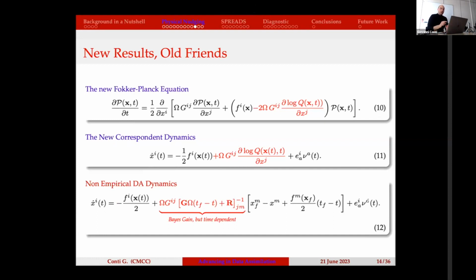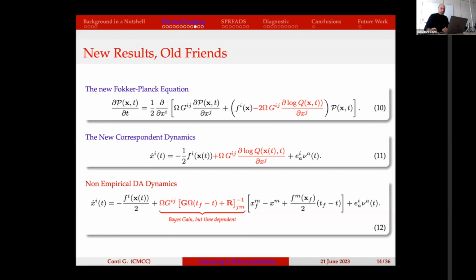Because you see, we didn't use the Bayes theorem, but we get a correction that actually looks like the correction for other data assimilation schemes. In fact, you have a gain matrix that is really similar to the one that you have in variational DA or in some Kalman filter, but there's a new correction.